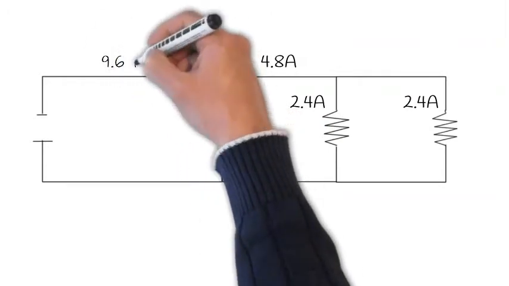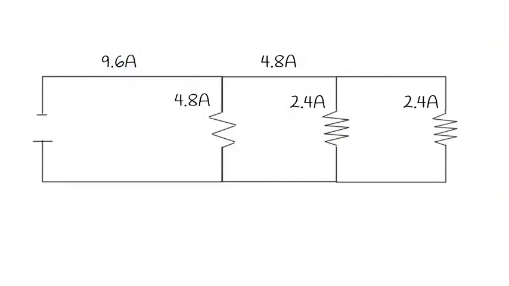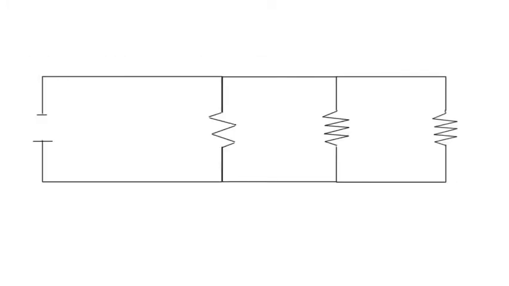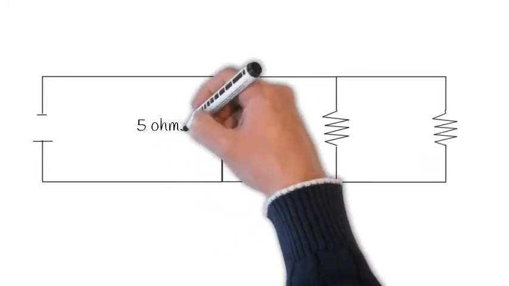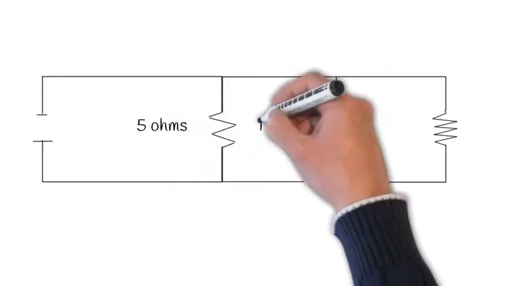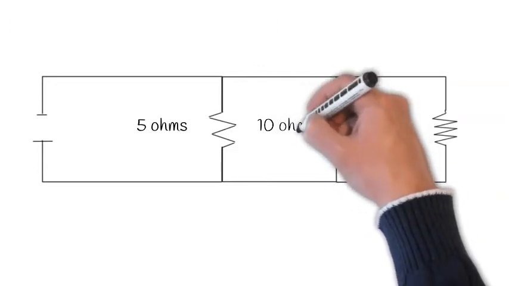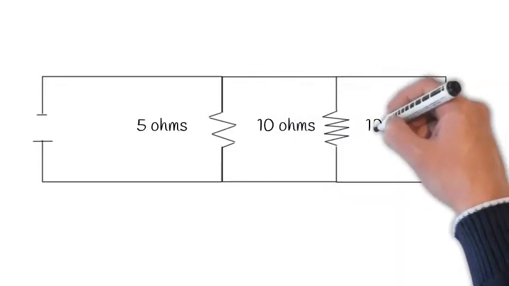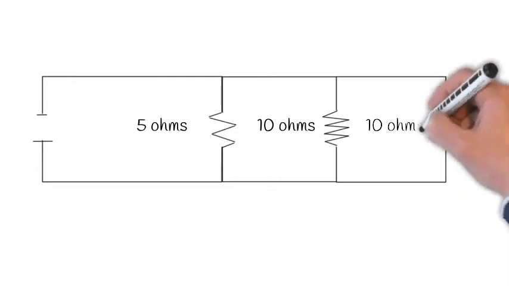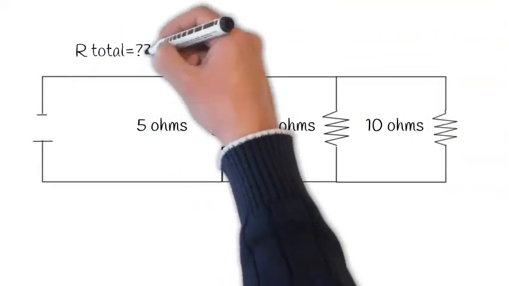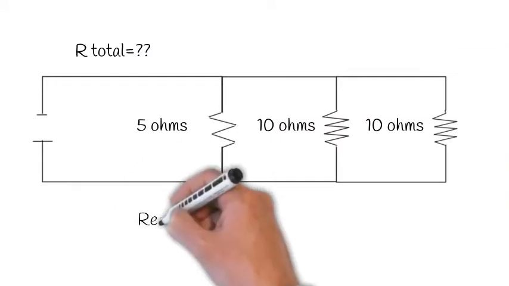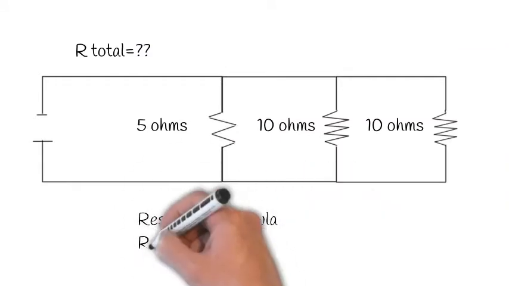Now we will shift to resistance. We will have one 5 ohm resistor and two 10 ohm resistors. One thing that we will find is that the total resistance in a parallel circuit is always less than any of the branch circuit resistances, and we'll be using this formula. R total is equal to 1 over R1 plus 1 over R2 plus 1 over R3.